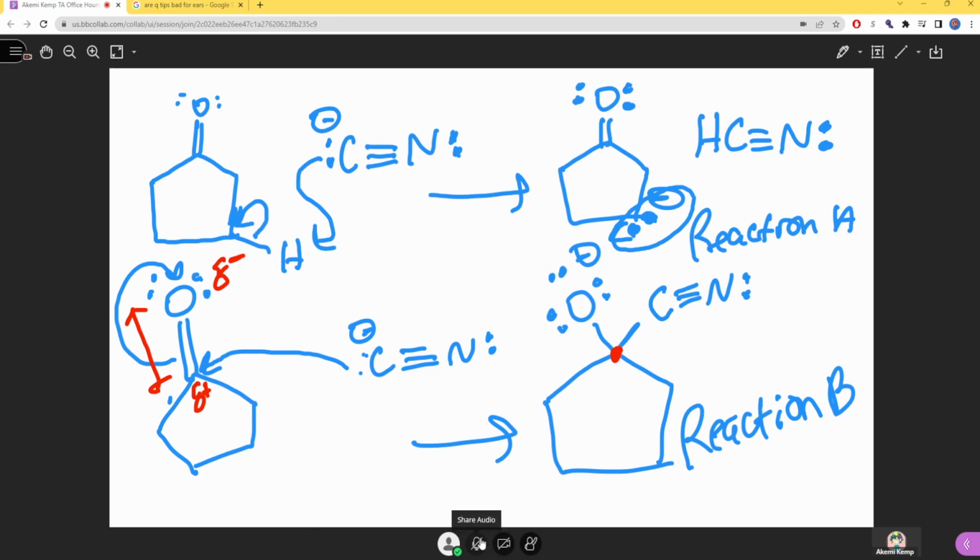Now C says reaction B converts a strong base into a comparatively weaker base. Is this true? I was going to choose C as my answer, so I was going to say no, it's not true. So it is true. So let's think about it.